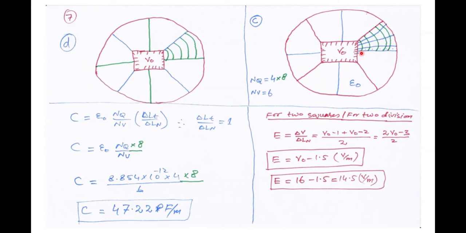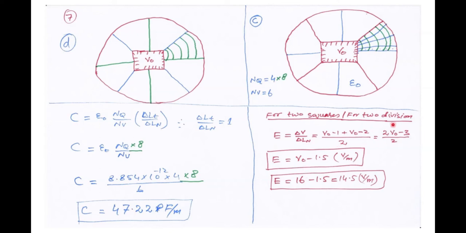Let us consider the length delta LT divided by delta LN. As I told you, usually we keep this ratio equal to 1. You can consider any value, but usually we keep this value equal to 1. So let us suppose that the side of a single square in the normal direction is 1 meter. So per two squares, delta LN becomes 2 meters.